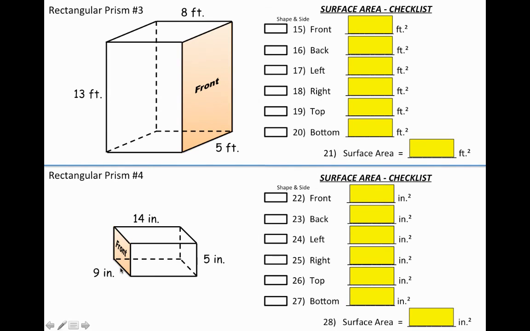For this one, if this side's the front, this little side back here is going to be the back. This side over here would be considered the left. This side over here would be considered the right. And you've got your top side up here and your bottom side down here. So those are the 4 problems that you are going to be doing.